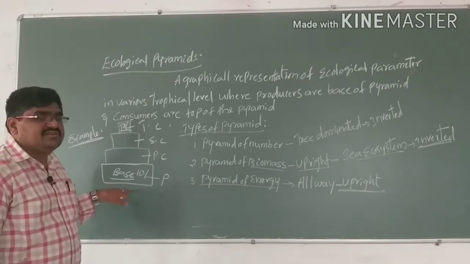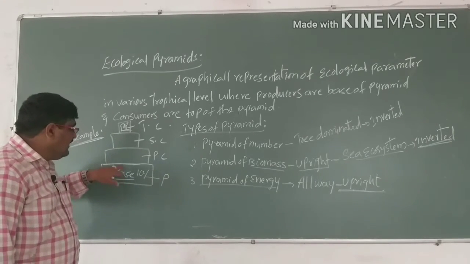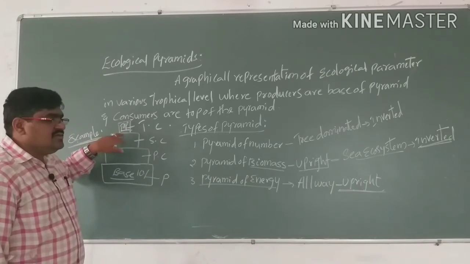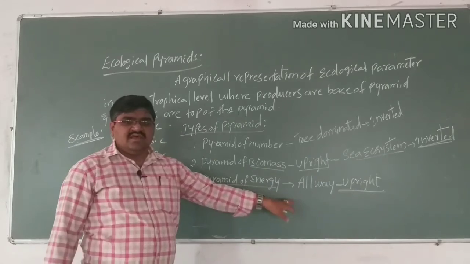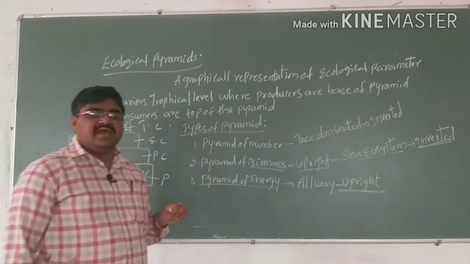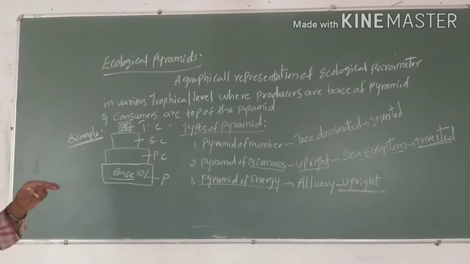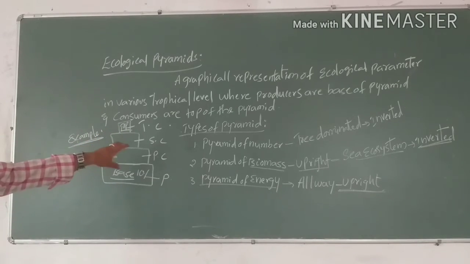Only 10% is transferring from one trophic level to another trophic level, so the pyramid of energy is always upright in all conditions. So these are the three types of pyramids: a pyramid of number, a pyramid of biomass, as well as a pyramid of energy.